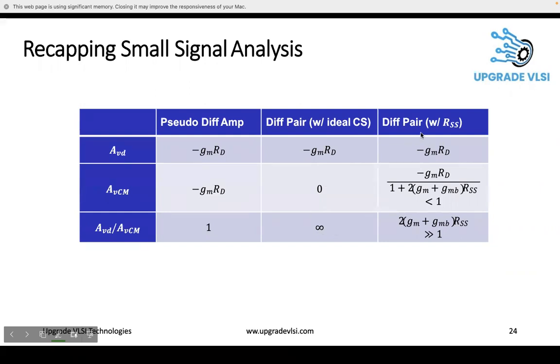If it is a differential pair with finite resistance, this is the case in most circuits. We will have finite RSS. It will be very large, but it is a finite number. In this case, the common mode gain is this one. We got it from the gain of the CS common gate when the resistance is connected to both drain and source. You can go back to the equations and derive this gain equation. If you take the ratio AD by A common mode, we get some number which is much more than 1.